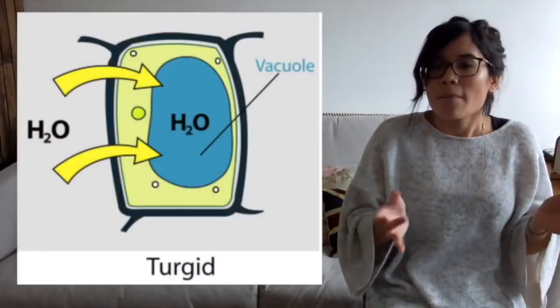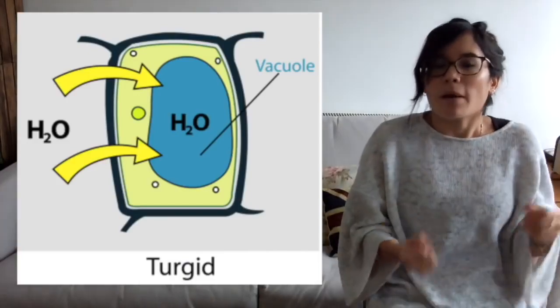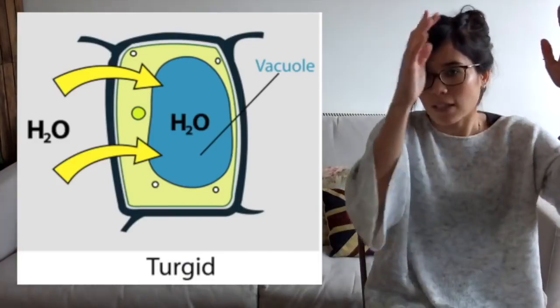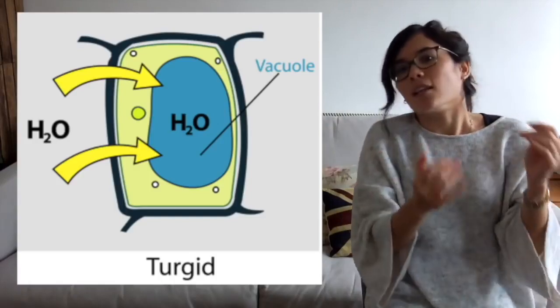So water is going to enter the plant cell this time by osmosis, and you end up with the plant swelling up and becoming turgid, which is where the cell wall kind of swells out and it looks quite balloon-like. This is a great situation for our plant to be in because when the cells are turgid, it means that the stem can support itself, for example, and the plant doesn't wilt.